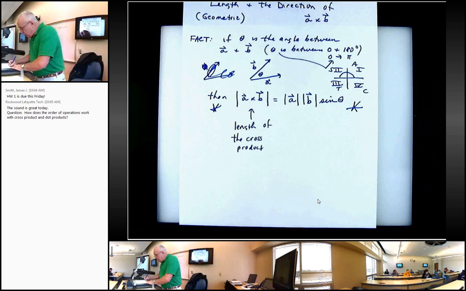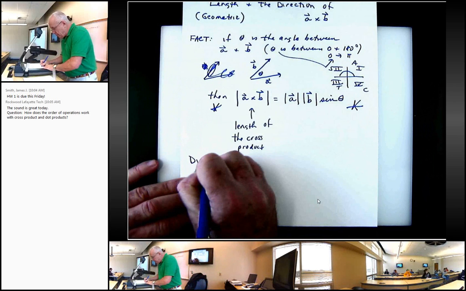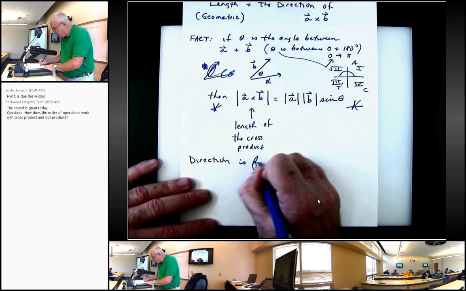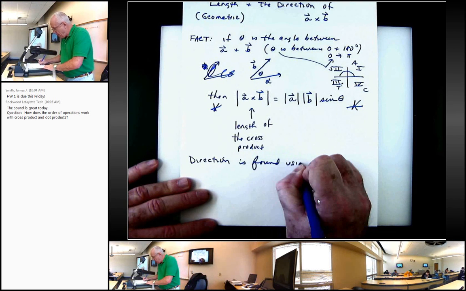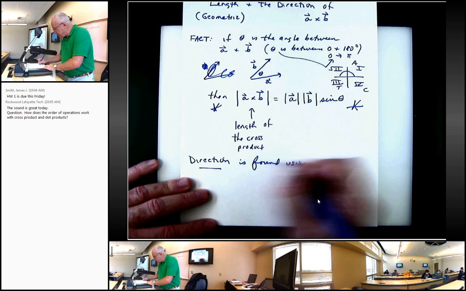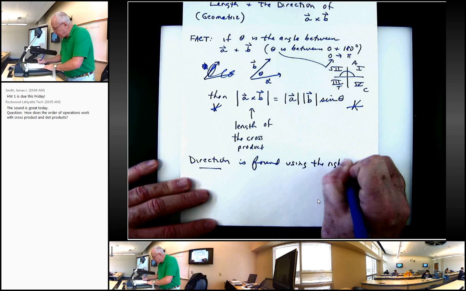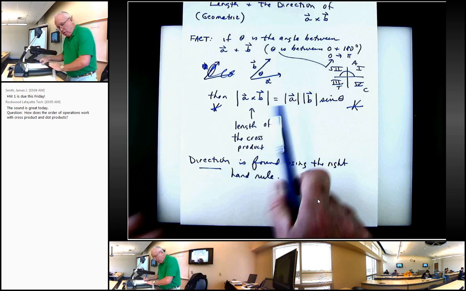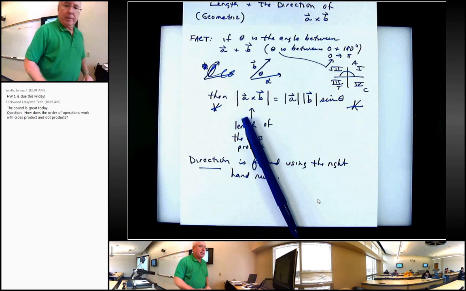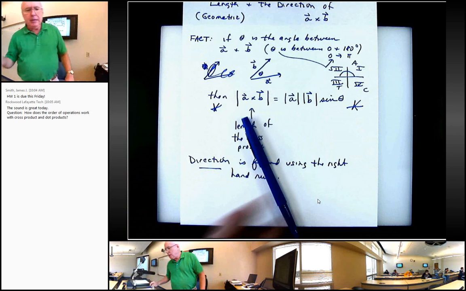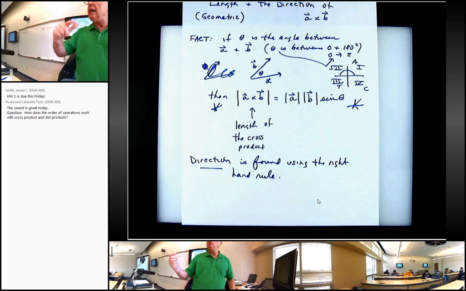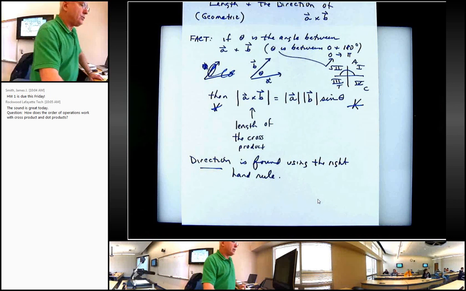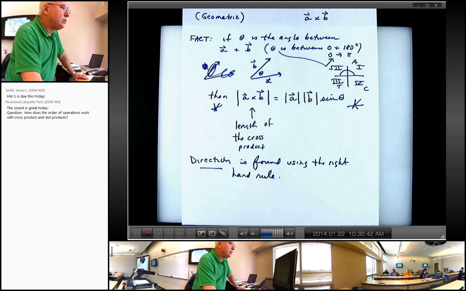Now the direction is found using the right-hand rule. Okay, so let me get something up here. And we had seen the right-hand rule with the X, Y, and Z axes. I think that was like the first day of class. But let's look at this.